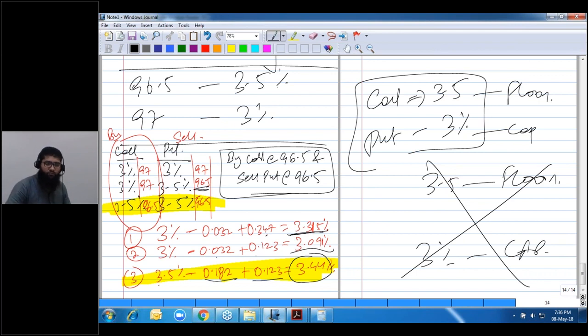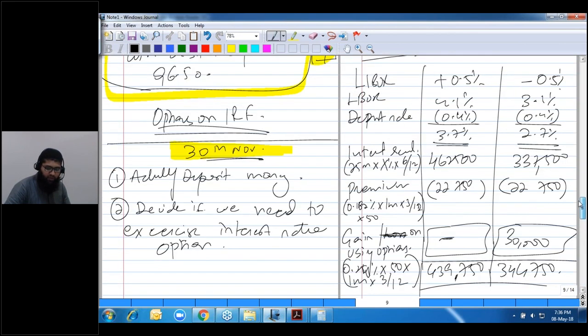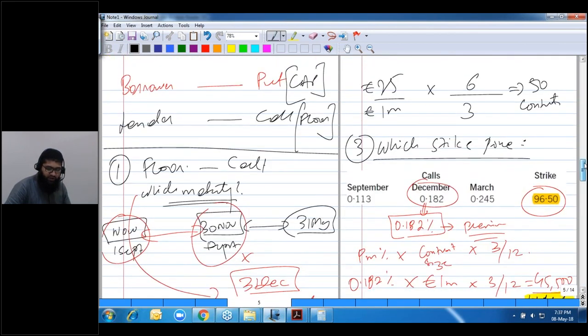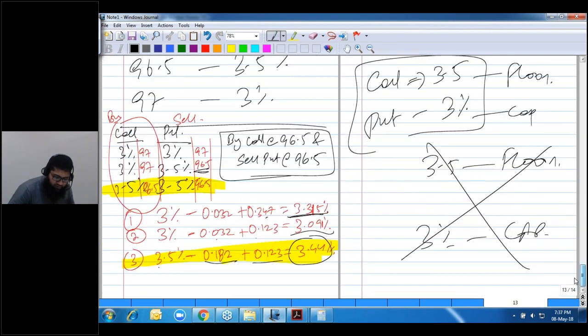Okay, is it clear now? The question's requirement was, should the company go for the interest rate options or should the company go for the interest rate collars? So we have got that when it comes to the interest rate collar, you have got a net rate of 3.44%.